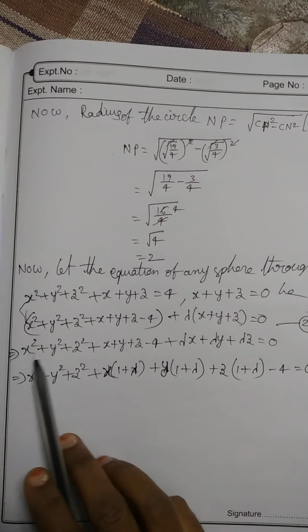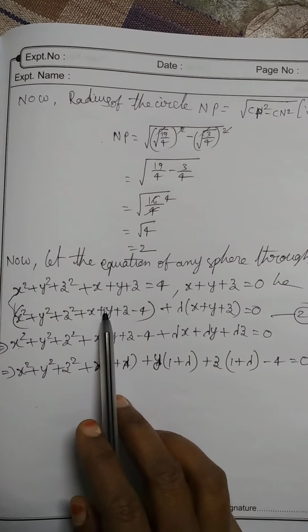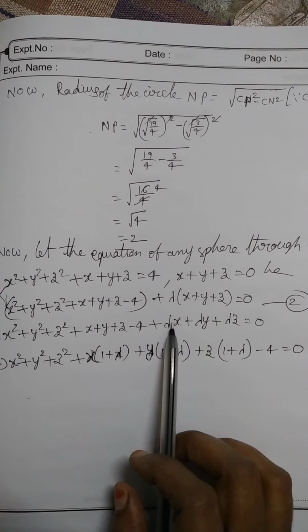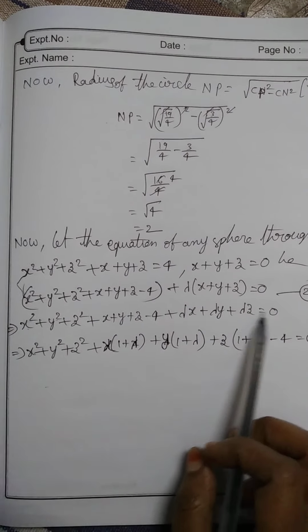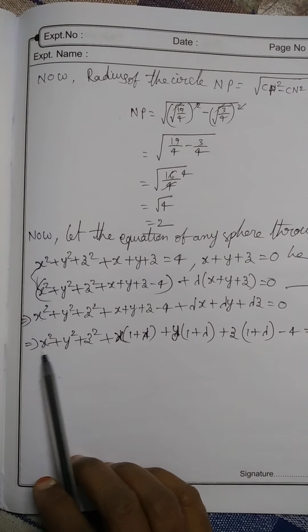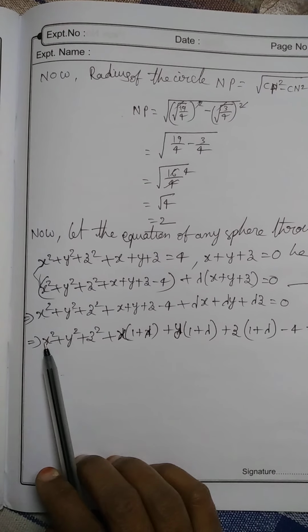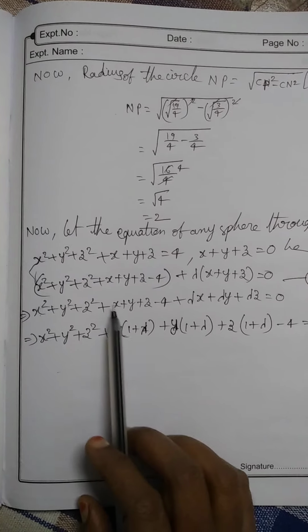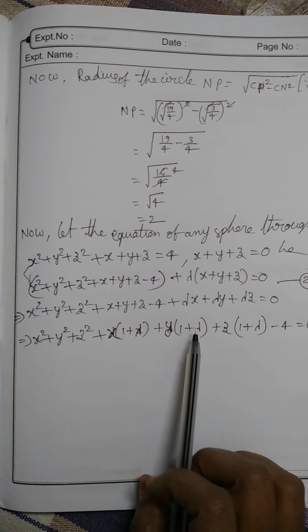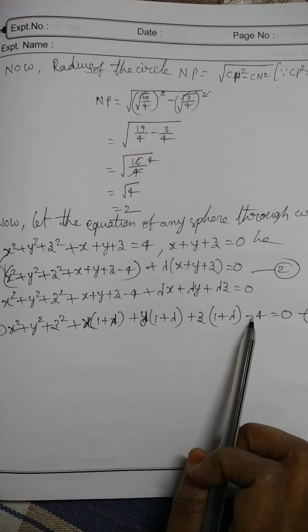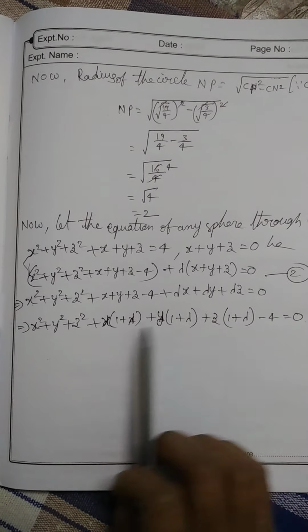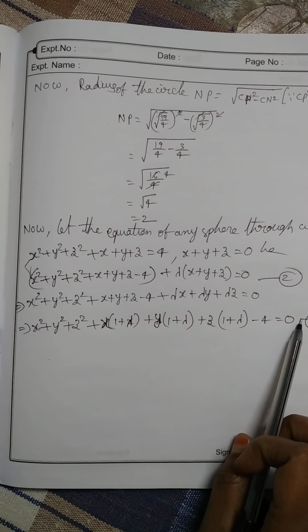By simplifying, x square plus y square plus z square plus x plus y plus z minus 4 plus lambda x plus lambda y plus lambda z equal to 0. Rewrite as the sphere equation x square plus y square plus z square plus x into 1 plus lambda plus y into 1 plus lambda plus z into 1 plus lambda minus 4 equal to 0. Let this be equation number 3.